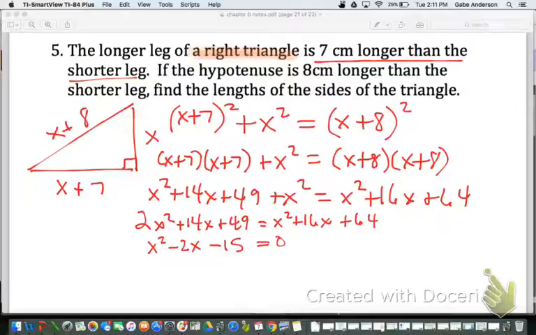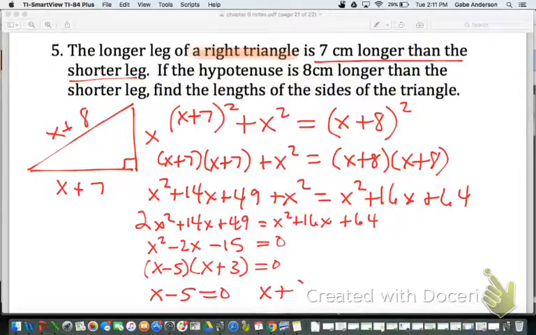You still have a quadratic. In order to solve it, we need to factor it. Can you guys see which numbers work? No, not negative. Negative 5 and 3 are the ones that work. So (x - 5)(x + 3) = 0. The zero factor property tells us to set each of those factors equal to 0. So x - 5 = 0 and x + 3 = 0. So I end up with two answers. Either x = 5 or x = -3.